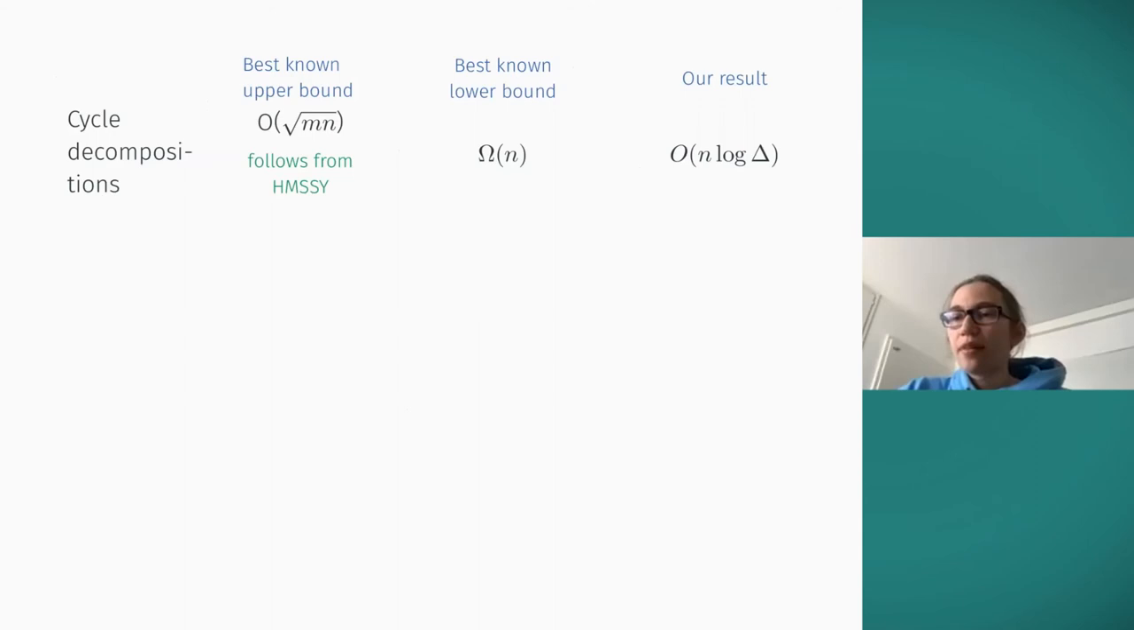So here's the table. For cycle decompositions, the best known upper bound before was this square root of m times n. This was from the Conlon, Fox, Sudakov, Zhao paper. And obviously, you always need linear many cycles.